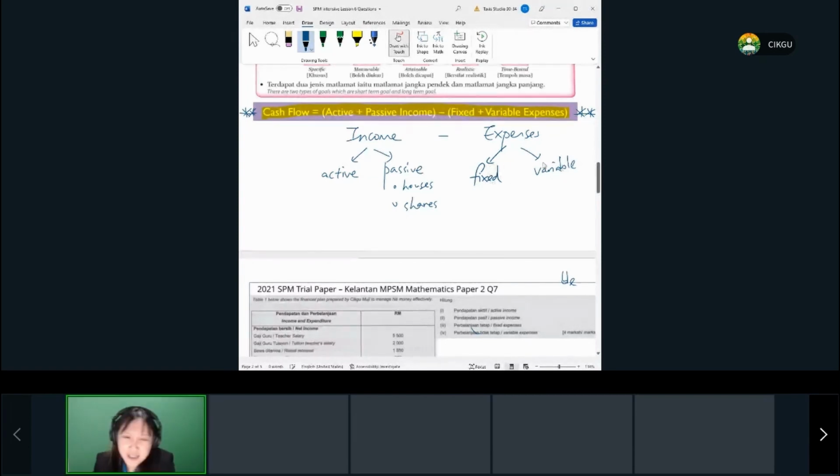Variable means, for example, your petrol. Your monthly petrol expenses. Every month you go everywhere, it's not the same. But it's still expenses, still spending. Quite fun actually, this topic. If I have more time, I will be able to talk more about this stuff. But it's all right. Okay, variable. Okay, so very easy.